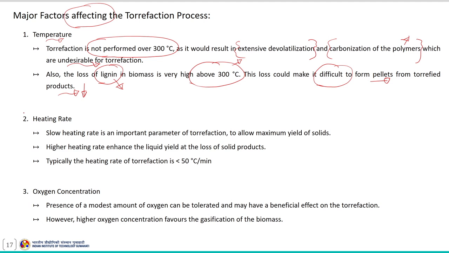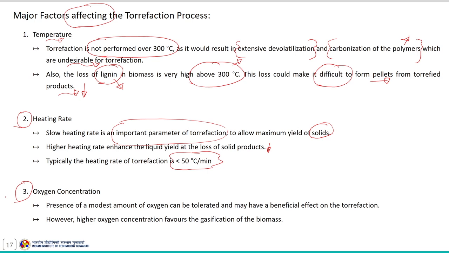So another important factor in the torrefaction process is the heating rate, and normally a slow heating rate is preferred for the torrefaction process to allow maximum yield of the solid product. And a higher heating rate enhances the liquid yield, but at the loss of solid product. And the typical heating rate which is used during the torrefaction process is less than 50 degrees C per minute.